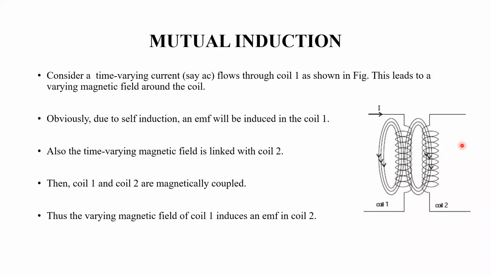Mutual induction. Consider a time varying current flowing through a coil as shown in figure 1. This leads to a varying magnetic field around the coil. Obviously, due to self-induction, an EMF will be induced in coil 1. Also, the time varying magnetic field is linked with coil 2. Then coil 1 and 2 are magnetically coupled. Thus, the varying magnetic field of coil 1 induces an EMF in coil 2.